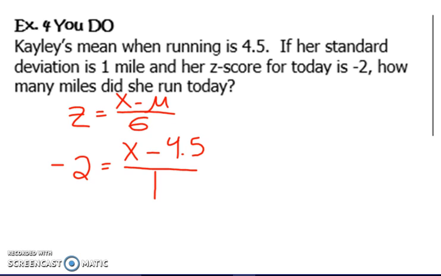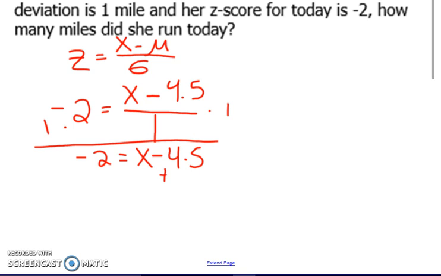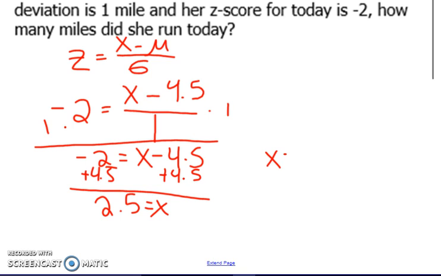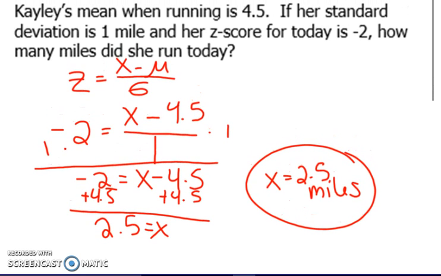Now, I know dividing by 1 doesn't change the problem, but just as a reminder, when you have a fraction, multiply. So 1 times negative 2 is negative 2, and you get x minus 4.5. Well, if I need x by itself, I'm going to add 4.5 to both sides. This gives me 2.5 equals x, which means she ran 2.5 miles today. And if we talk about it, she has a z-score of negative 2, which means it's going to be below the mean. Well, 2.5 is below my mean of 4.5.